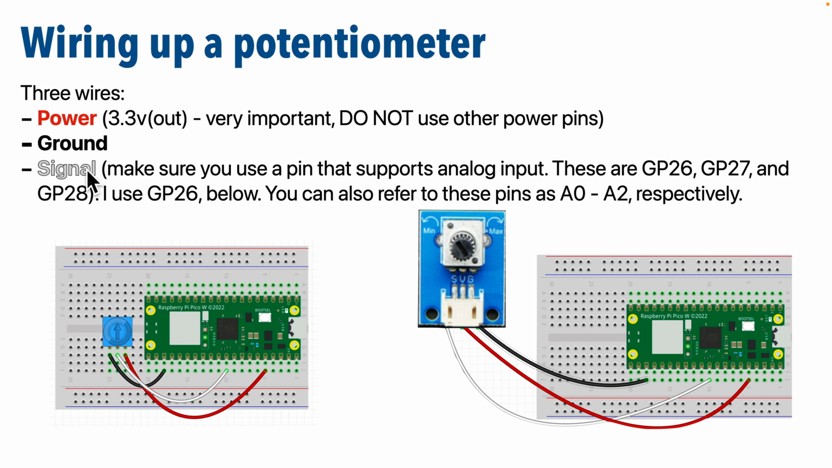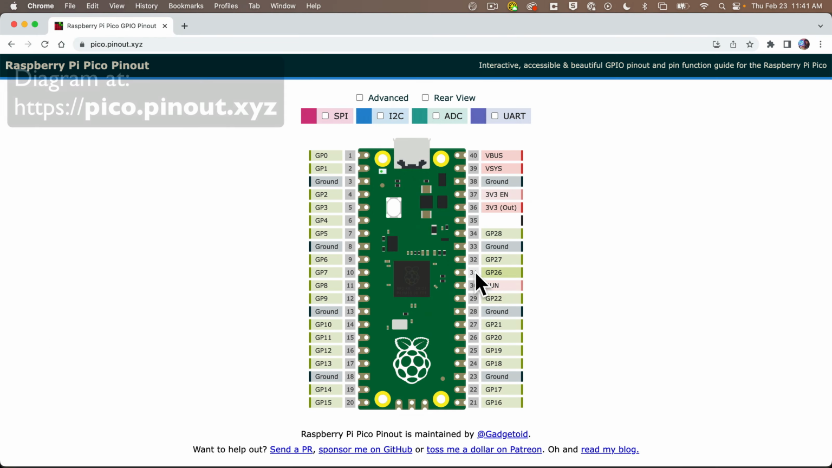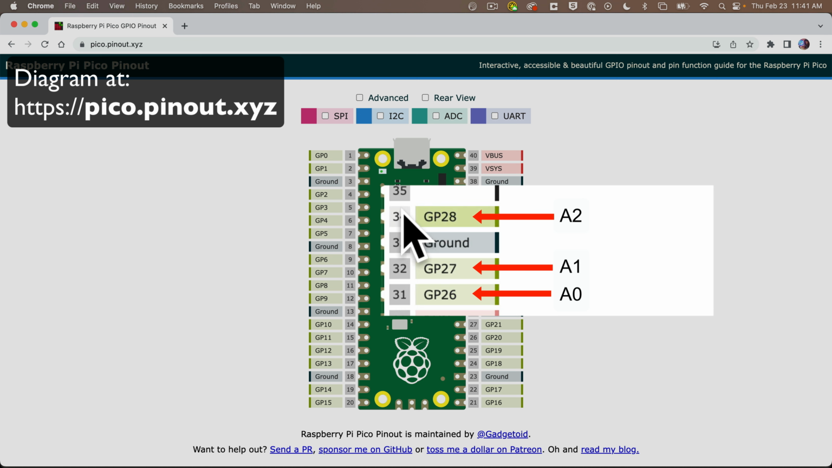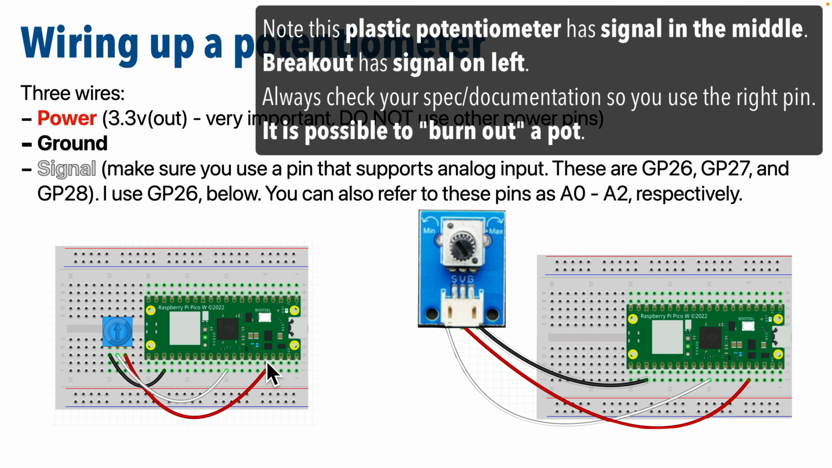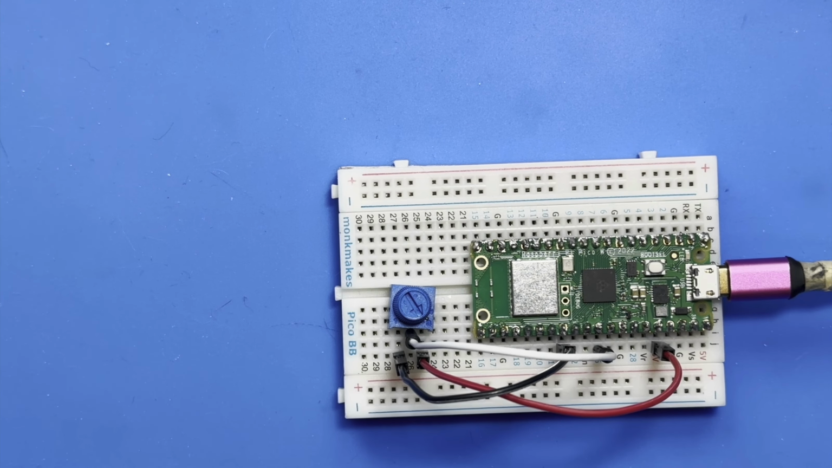And when choosing a signal pin, make absolutely sure that you're choosing a pin that supports analog input. On the Pico boards, the analog pins are GP26 through GP28. You can also refer to them by the names A0 through A2. For power, make sure that you use the 3.3V out pin. The other pins will provide more power, and that's going to result in inaccurate readings at the high end of the scale. And here's a quick look at how things are set up with one of these inexpensive plastic potentiometers.